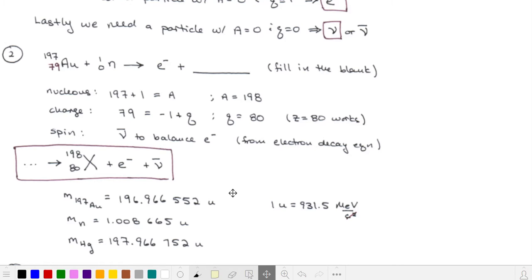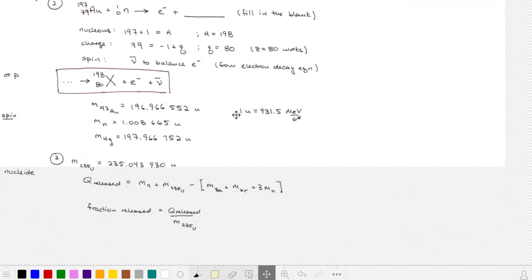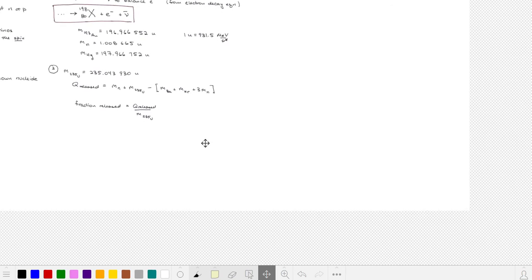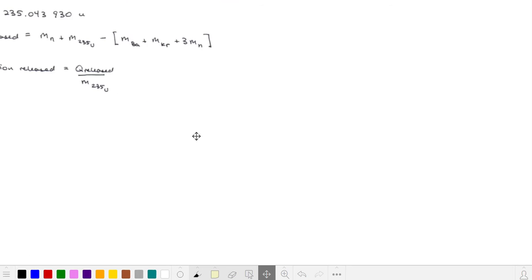And the last thing the problem asks you to do is to figure out the energy released, and that's just a binding energy problem like you did in the last section. For convenience, I just wrote down the mass of the neutron, mass of gold, and mass of mercury, and the conversion between atomic mass and energy, so you can do that part quite easily.